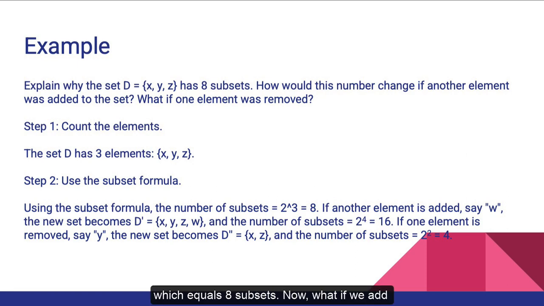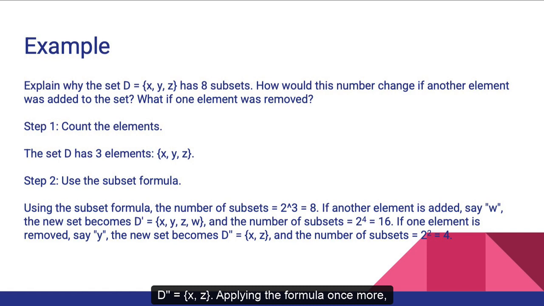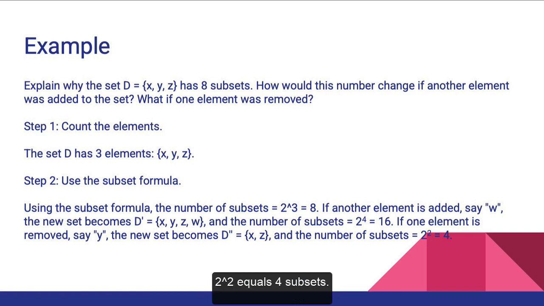Now, what if we add another element? Let's call it Y to set D. Our new set becomes D equals X, I, Z, Y. Using the formula again, we get 2 raised to the power of 4, which equals 16 subsets. Conversely, if we remove an element, like E, from set D, we get D equals X. Applying the formula once more, 2 squared, which equals 4 subsets.